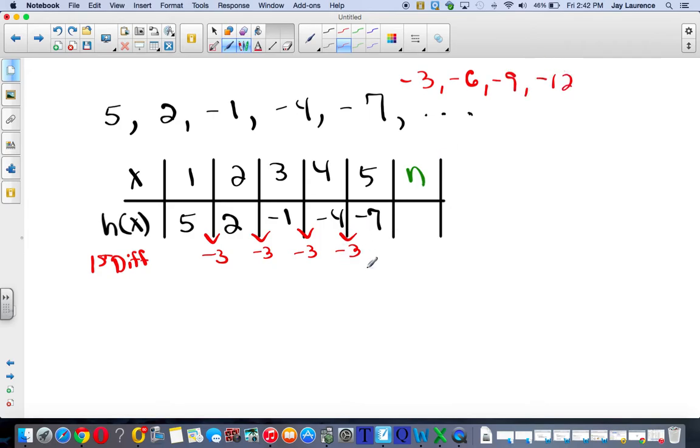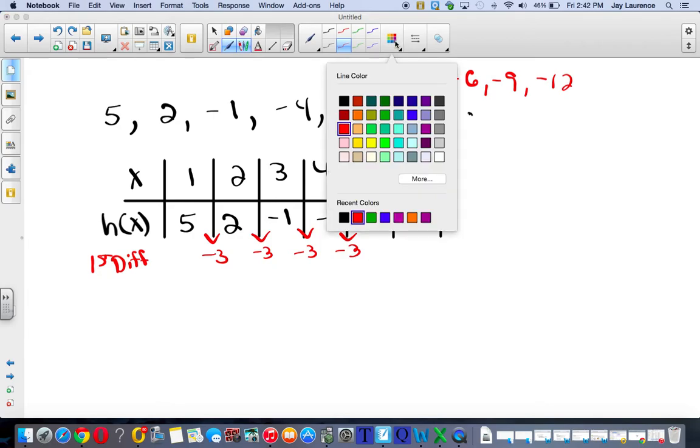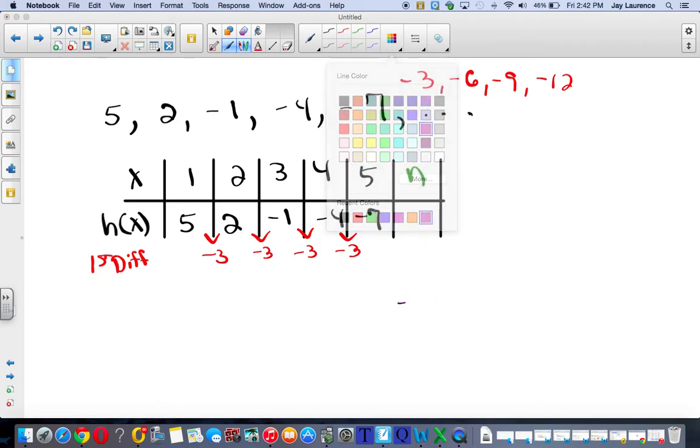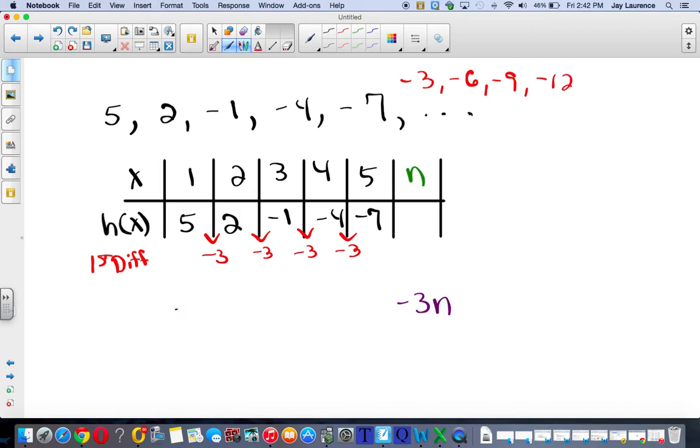So I'm going to take this negative 3 and multiply it by n. So I'm going to do negative 3n. Do my comparison line. Negative 3 times 1 is negative 3. Then negative 6, negative 9, negative 12, negative 15. And I will do some comparing. How do I turn negative 3 into positive 5? Negative 3 plus blank equals positive 5.